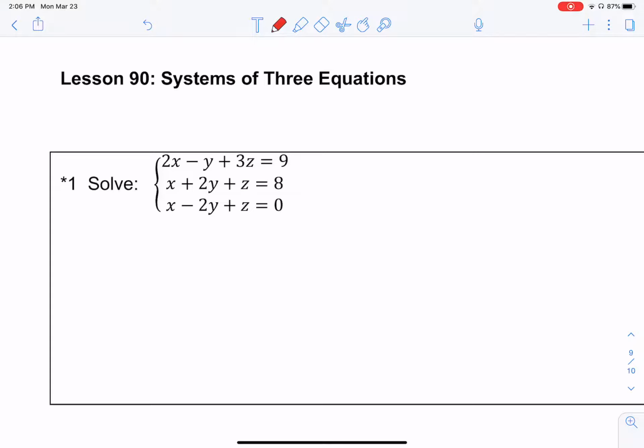When we're solving three equations with three different variables, the first thing we're going to try to do is look at our equations and choose a variable that we can eliminate from all three equations relatively easily. So choose a variable to eliminate.